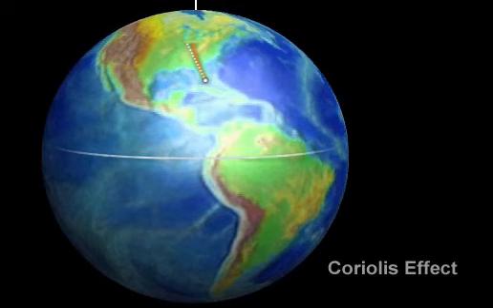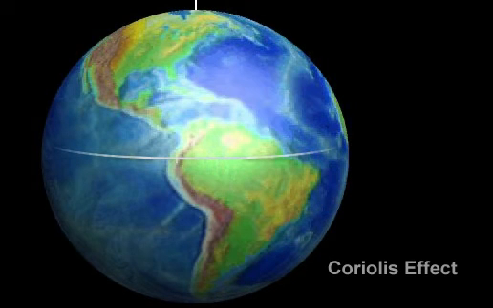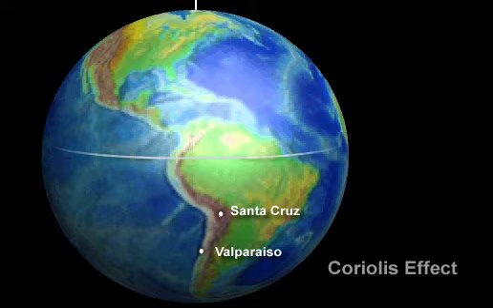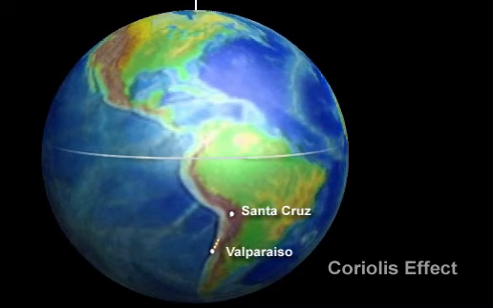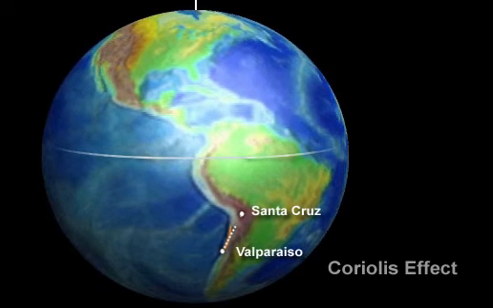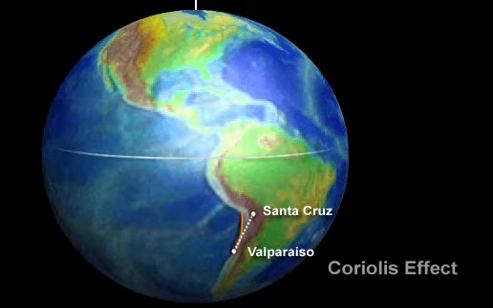When objects move toward higher, slower-moving latitudes, they outpace the rotation of the surface and seem to veer toward the east. If this plane left Miami heading straight at Chicago, it would miss its target unless it corrects for the Coriolis effect. When objects move toward lower, faster-moving latitudes, they lag behind the rotation of the surface. This plane from Valparaiso veers toward the west and misses its destination of Santa Cruz by not adjusting for the Coriolis effect. The Coriolis deflection is to the right in the northern hemisphere and to the left in the southern hemisphere.